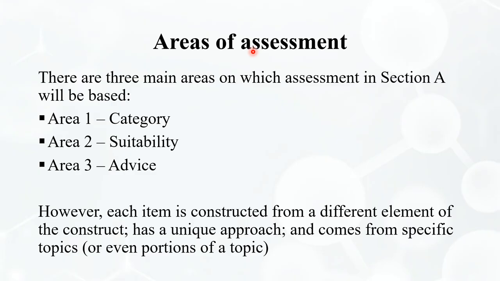We say that section A has 2 items which are compulsory. But now we want to look at the areas of assessment. So we're saying that there are 3 main areas on which assessment in section A is based. Now, the first area is the category. On any item that we give you in chemistry in section A, we expect one of the questions to be looking at the category of the substance, of the material, of anything that they're talking about in the scenario.